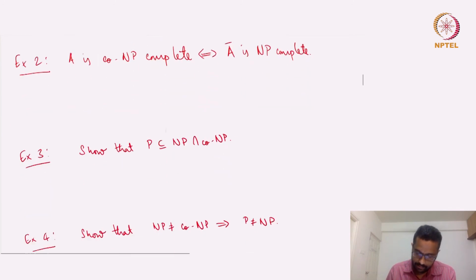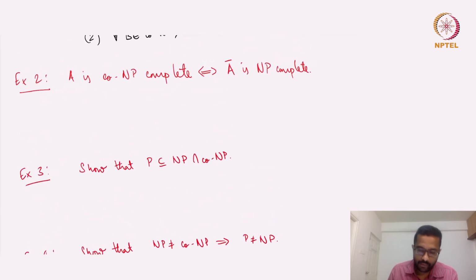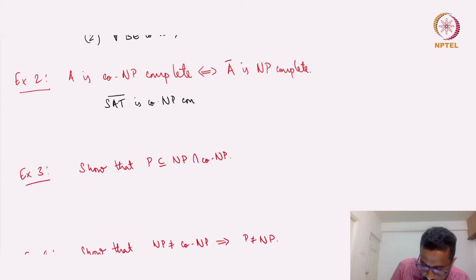Some minor points, and I will stop this small lecture with that. These are things you could work out; I'll just give you high level ideas. One is that A is co-NP complete if and only if its complement is NP complete. SAT complement, for instance, is co-NP complete because the complement of SAT complement is SAT, which is NP complete.